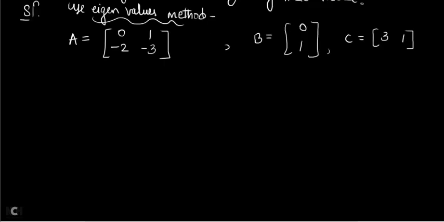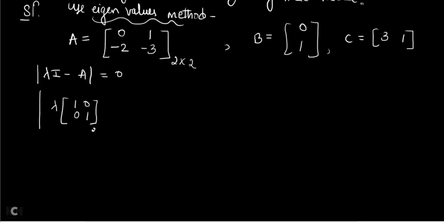What is the first step you need to do? Find out the eigenvalues. What is the formula? Determinant of lambda into I minus A is equal to 0. I means identity matrix. Whatever the size of A, the same size you have to take for the identity matrix. Size of A is 2 cross 2, so even your identity matrix you should write as 2 cross 2, minus A, which is 0, 1, minus 2, minus 3.